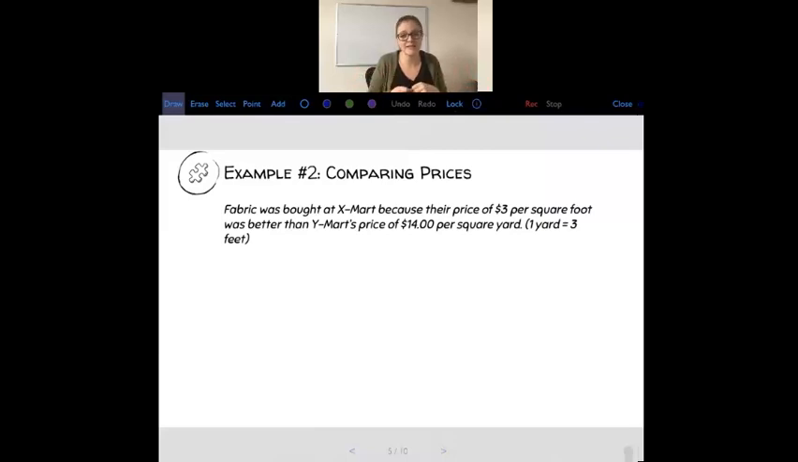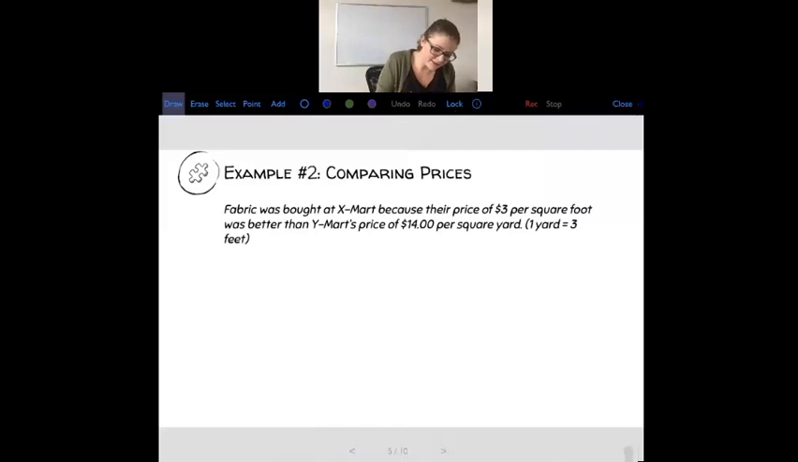So what your task is in this problem is you're being asked to determine which price is better. And in order to determine that, your units have to talk to each other. So either square feet needs to go to square yards or square yards needs to go to square feet. Either way is okay. So the way that I'm going to solve this problem is I'm going to take the $3 per square foot and convert it to square yards so that I can compare.